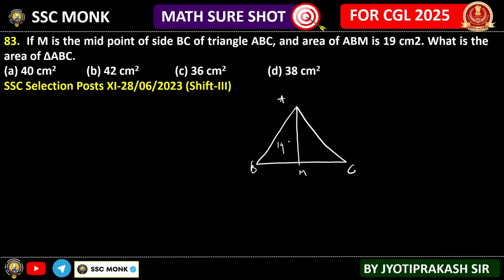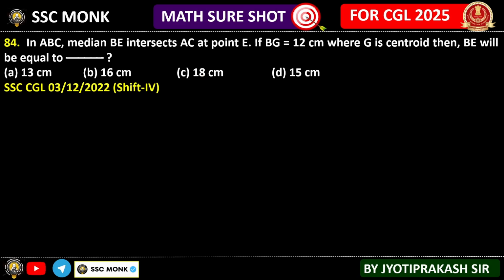ABM is 19, so this will also be 19. Answer option: 38 centimeter square.